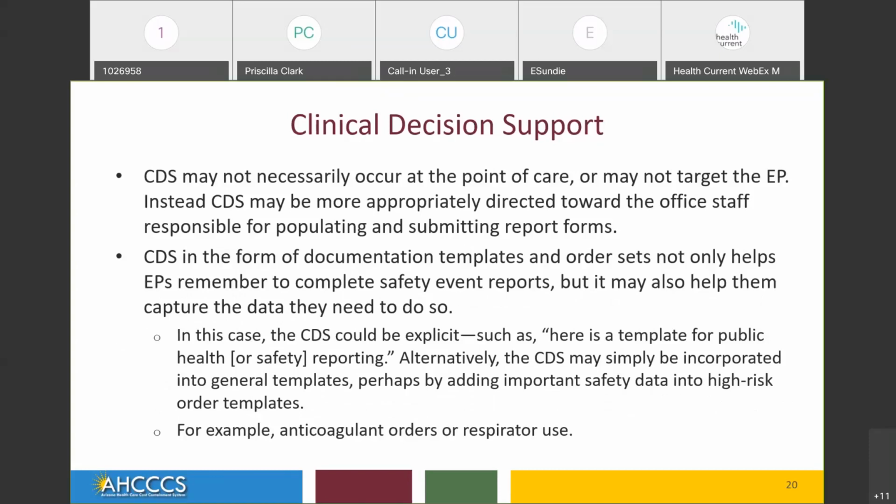In this case, the CDS could be explicit, such as, here is a template for public health or safety reporting. Alternatively, the CDS may simply be incorporated into general templates, perhaps by adding important safety data into high-risk order templates. For example, that could be anticoagulant orders or respirator use.